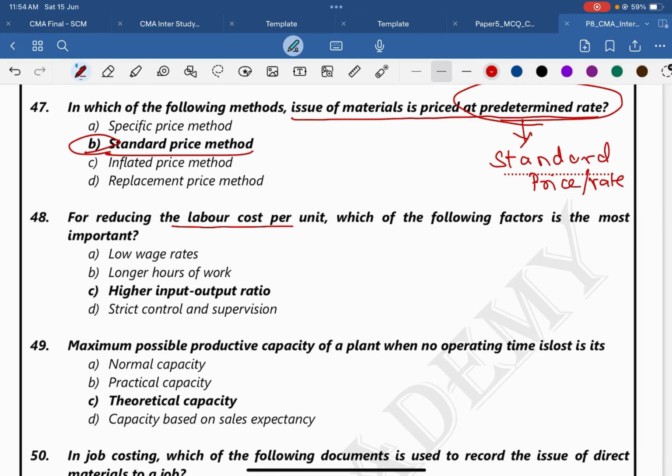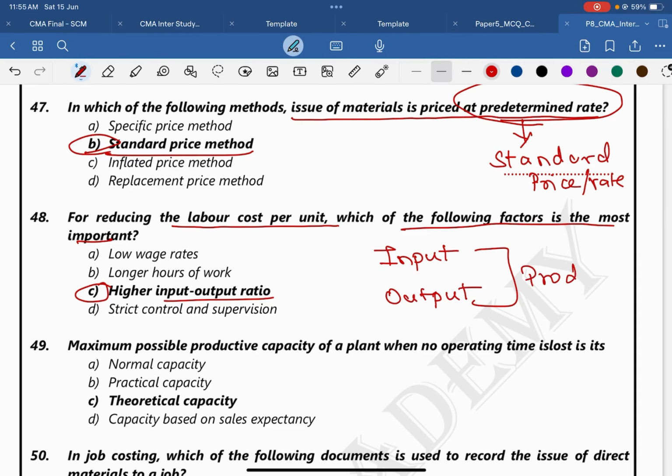For reducing the labor cost per unit, which of the following factors needs to be used? Low wage rate, long workers. The correct answer is higher input-output ratio. Very simple part. To labor, higher input-output ratio. It is nothing but productivity.